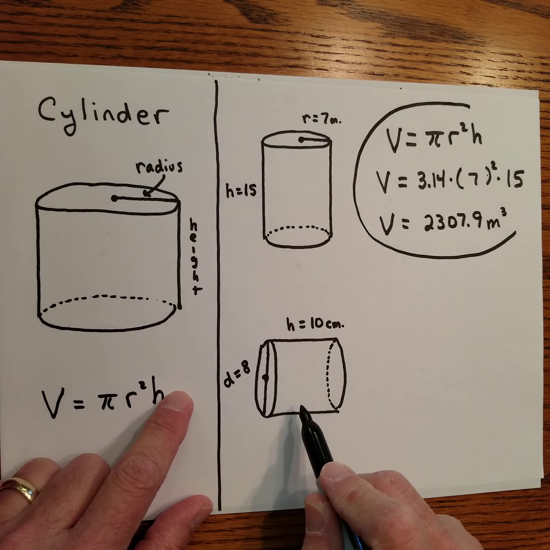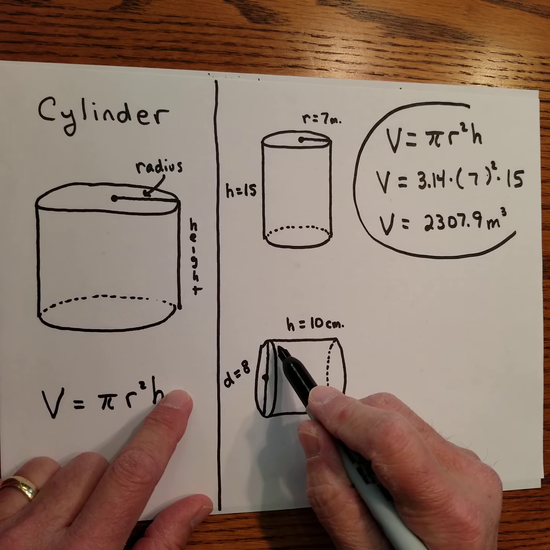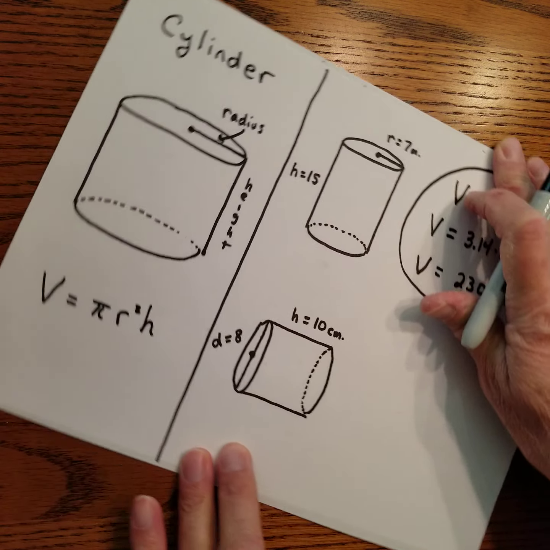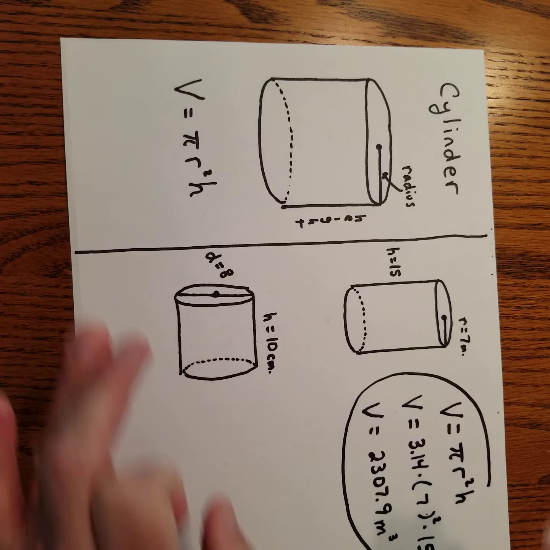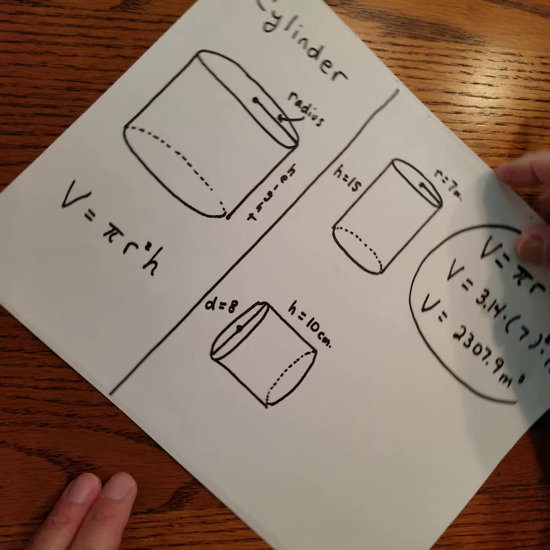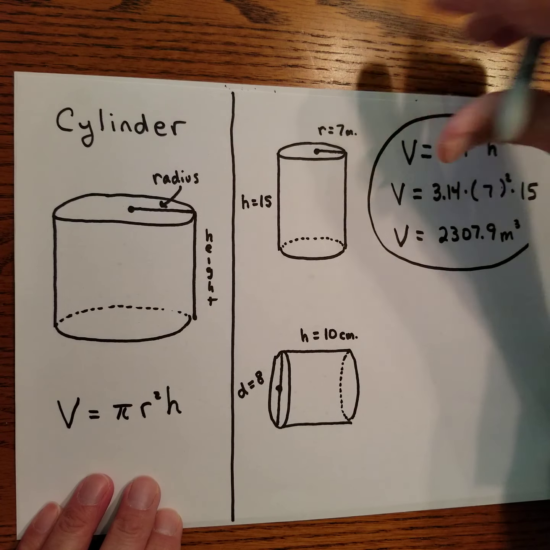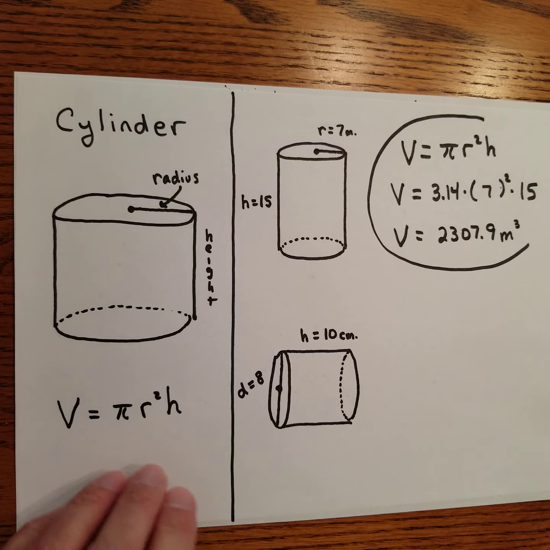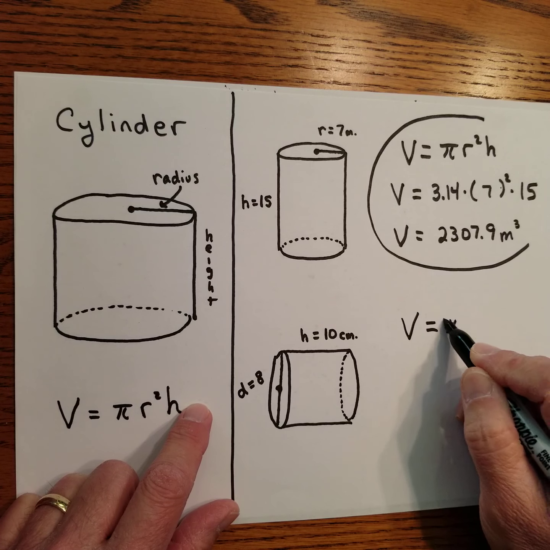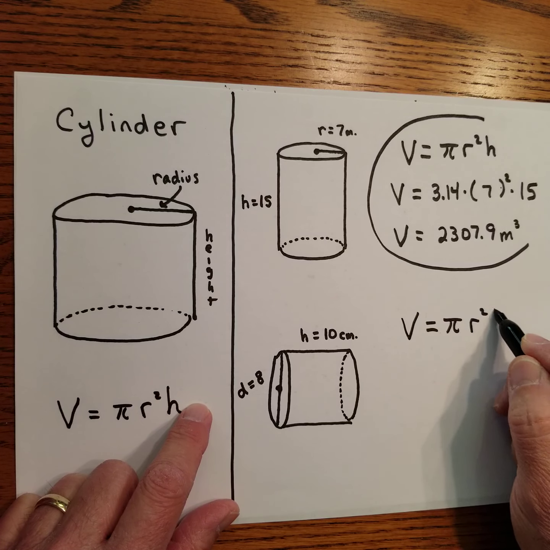Now this cylinder has been tipped over on its side. I still want to think of this as the height. If it's been tipped over, can you see how that's really the height? Even though when tipped over, the height now goes left and right. Let's get the formula ready. Volume is pi r squared h.